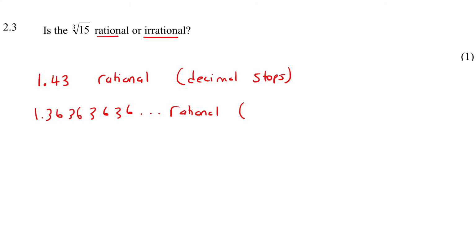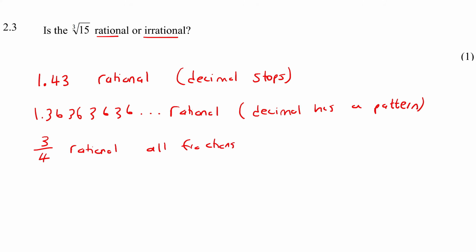Why? Because the decimal has a pattern. Can you see the pattern? 36, 36, 36, 36. So even though the decimals don't stop, it still has a pattern. So if the decimal stops or if there's a pattern, then you can say that it's rational. Other things that are rational would be any kind of fraction, all fractions. Okay, so what if I have the number 1.6812? That is still going to be rational because even though there's no pattern, we can say that the decimal stops.